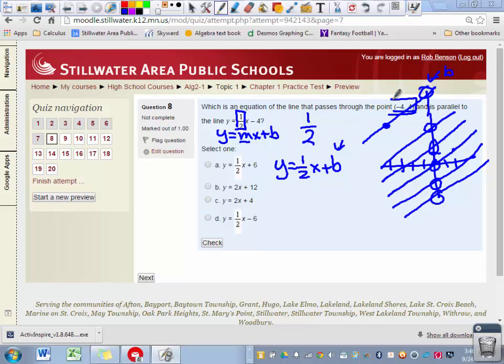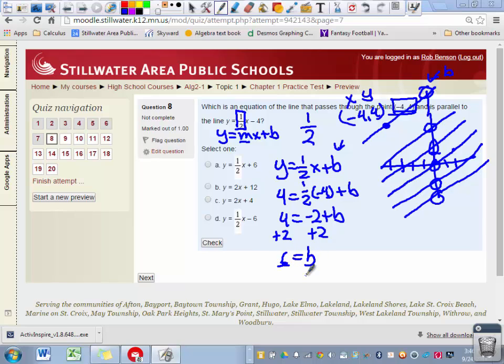Well, we just need to plug this point, negative 4, 4, into this equation right here for our x and our y. So I'll plug the 4 in for y, this is equal to 1/2 times negative 4, plug in x, plus b. I got 4 is equal to negative 2 plus b, add 2 to both sides. 4 plus 2 is 6, last I checked, I think it is. And so I'm going to put 6 now that I know my y-intercept is 6, plugging it into this formula right here, and I get my formula is y equals 1/2 x plus 6.